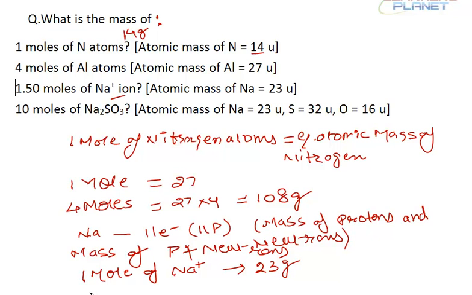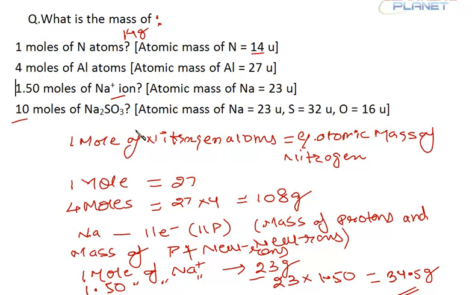Now what is the question? How many moles is asked? So 1.50 mole of sodium ion will be equal to 23 multiplied by 1.50. So what will be the answer? It would be 34.5 grams. Right? That is how you can find out the masses.